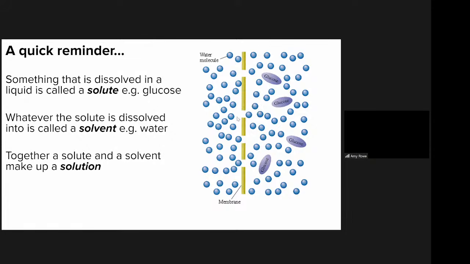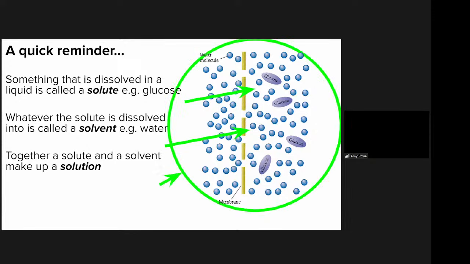So in this case here, we have a solution of water and glucose. We have our semi-permeable membrane here, and you can see, hopefully, based on the size of the molecules, that only water is able to pass through our semi-permeable membrane. There's our solute, there's our solvent, and the whole thing is our solution.